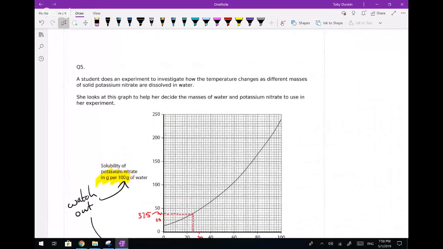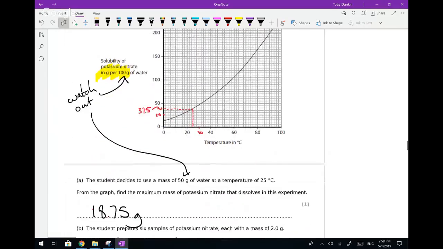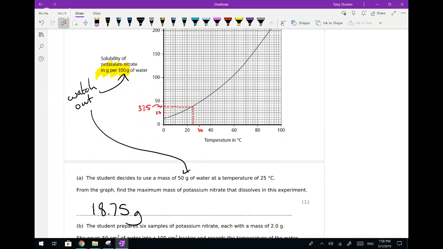Student does an experiment to investigate how the temperature changes at different masses of solid potassium nitrate are dissolved in water. Okay. She looks at this graph to help her decide the mass of water and potassium nitrate to use in her experiment. Okay. The student decides to use a mass of 50 grams of water at a temperature of 25. Now, here's the tricky bit.